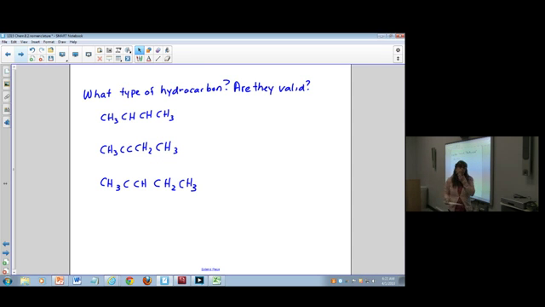All right, so now I want you to be able to look at structures that I've given you, and I want you to be able to tell me what kind of hydrocarbon they are. Is it an alkene? Is it an alkyne? Is it an alkane? All right, so that means you have to draw things a lot of times. So let's draw this structure.